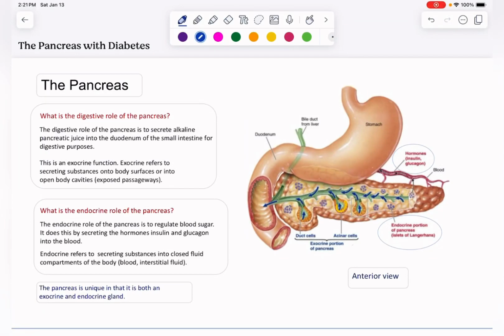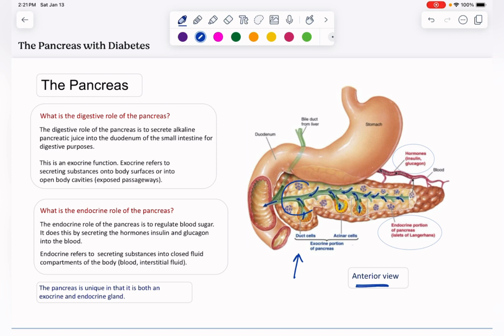Hey everybody. Today I want to talk about the pancreas and its role in regulating blood sugar as part of the endocrine system. But first let's just take a step back and remember the role of the pancreas in the digestive system. So we've talked about the pancreas before in the digestive system. Here's the pancreas. We're looking at an anterior view, which means that if somebody is standing in front of you and they're facing you, then you're looking at the front of them, and that's what we're seeing.